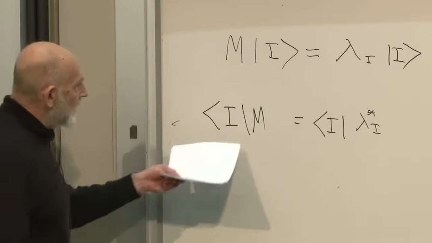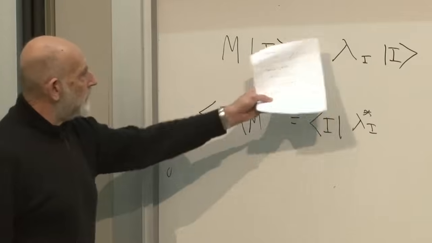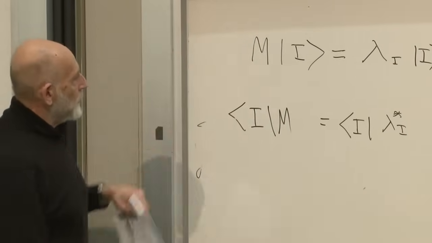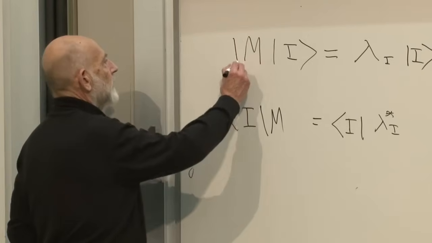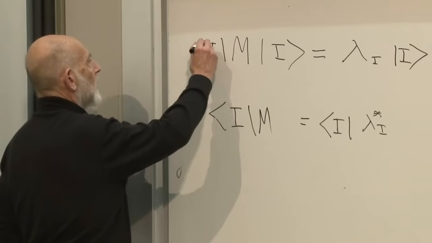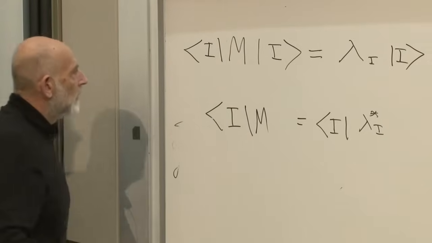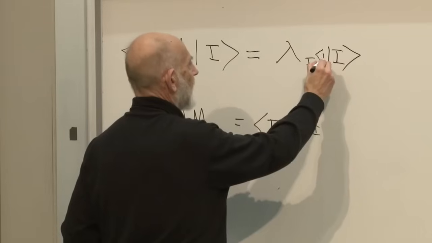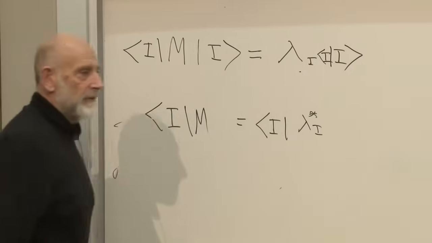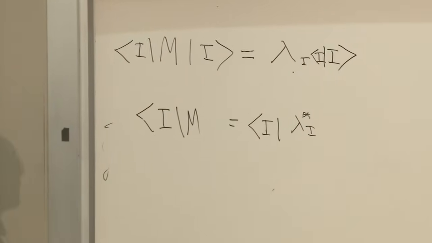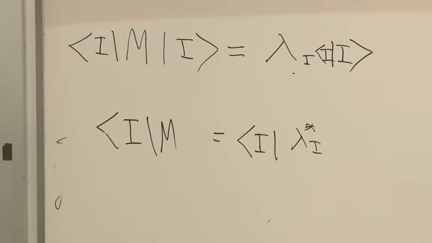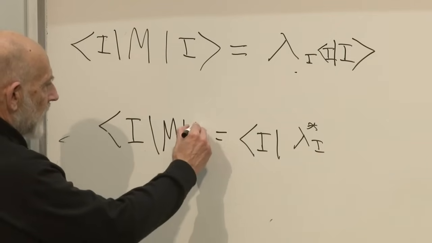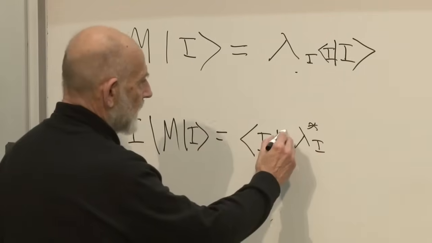Now let's take the inner product of both of these equations with I. In the upper equation, we're going to take the inner product on the left with I. And what does that give us? That gives us I I times lambda I. Let's do the same thing over here, except now multiplying on the right.